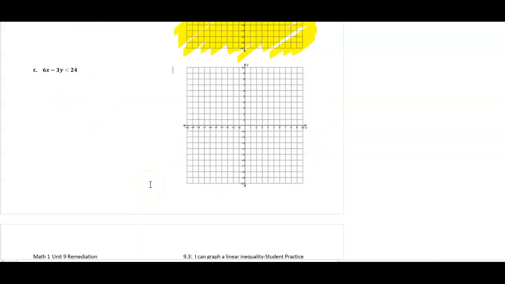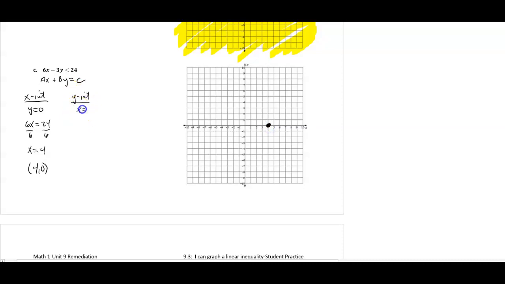And my last one. If you look at this, it is in standard form. Ax plus By equals C. 24 is divisible by 6. 24 is divisible by negative 3. So we're going to graph this using the intercepts. Find the x-intercept by letting y equal 0. So 6x is equal to 24. Divide by 6. X is equal to 4. (4, 0) is one point on this line.